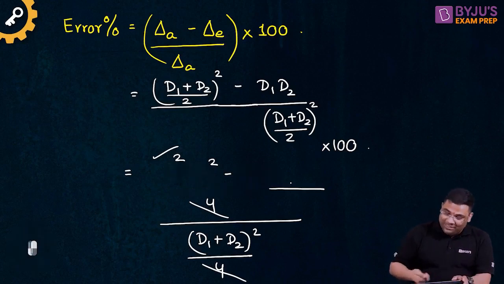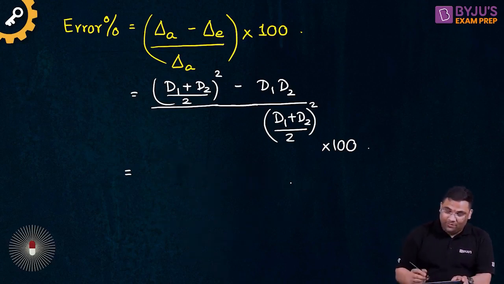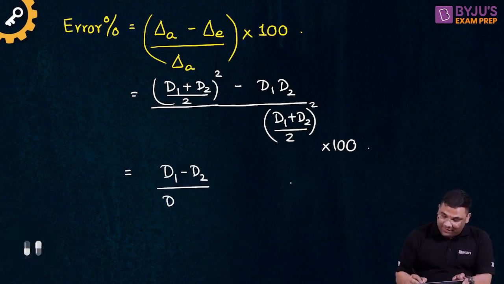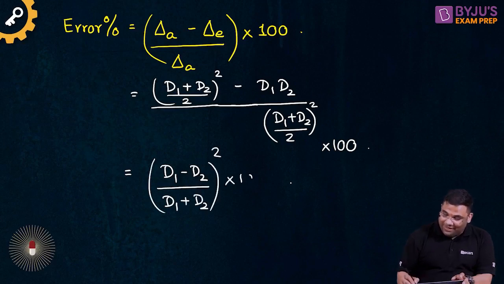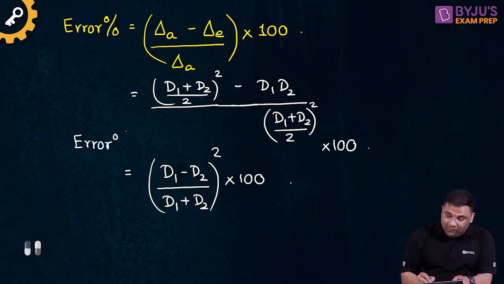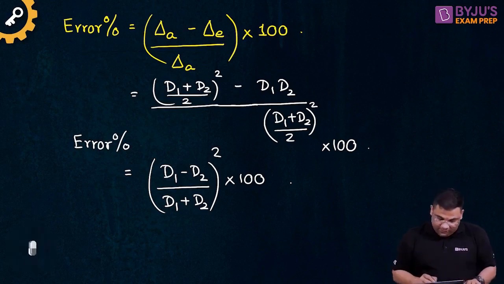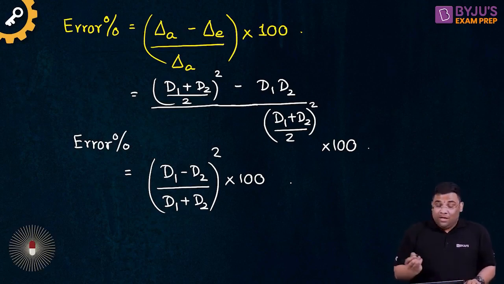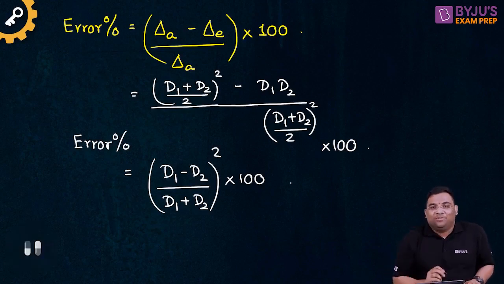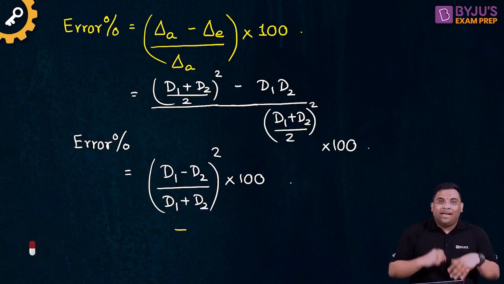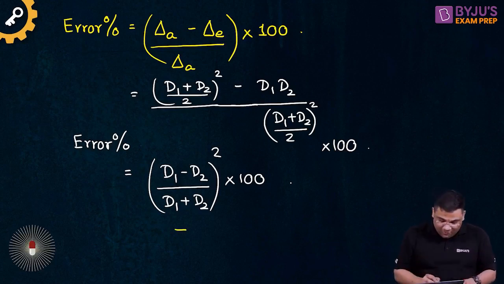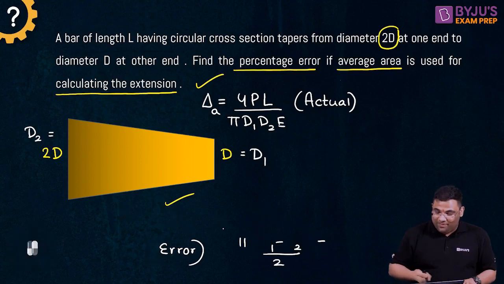So the whole expression changes to, very important, what? (d1 minus d2 by d1 plus d2) whole square into 100. Now you remember this. See, the derivation is not important for you for the examination. That was just for your reference. So you see, the error percentage, if you consider average diameter, is this. So now anything they give you in examination, you can easily find out. So now coming back to the question.